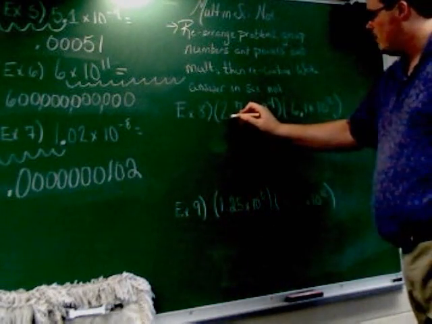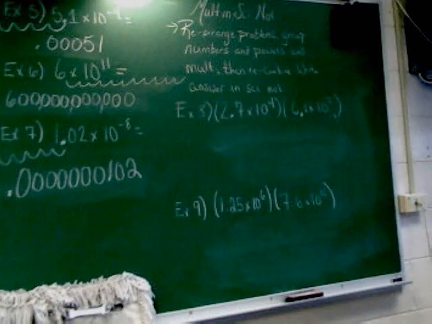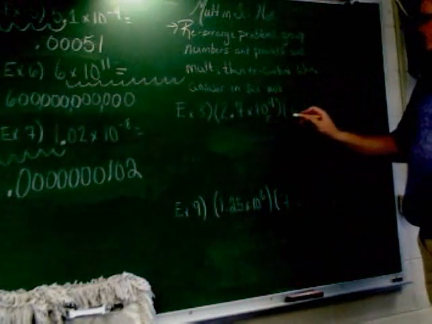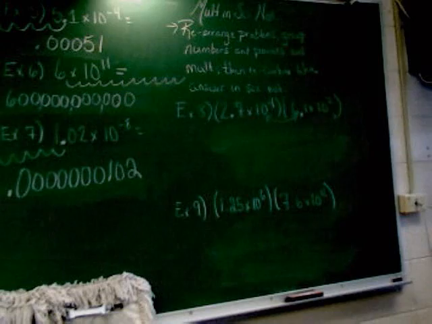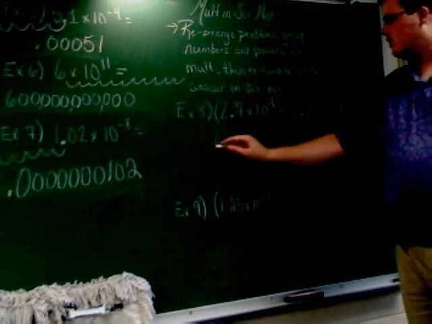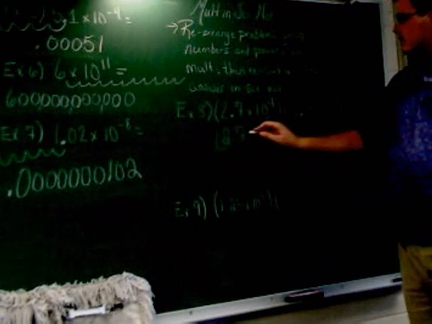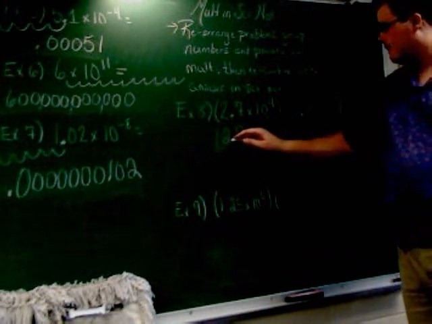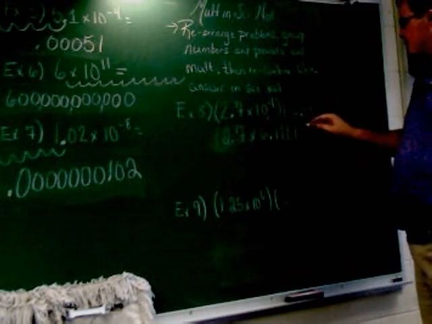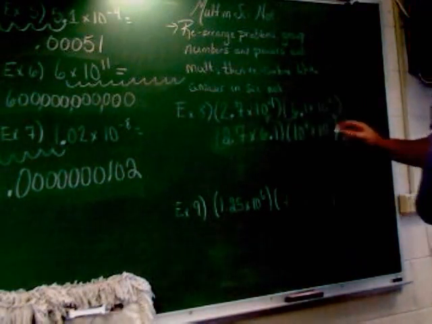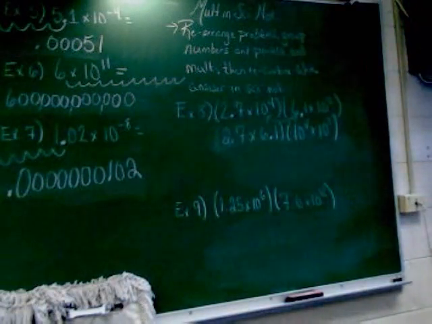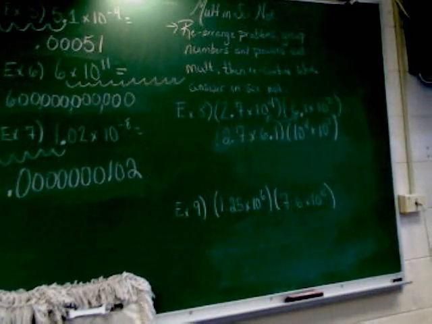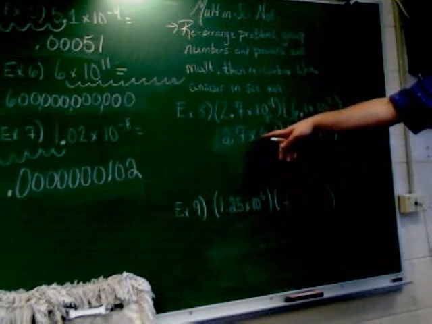Okay. Step 1, you're going to put the logical things together. So what I'm going to do is I'm just going to flip those two inside things. Now look what happens when I do that. I've got 2.7 times 6.1 and 10 to the 4th times 10 to the 2nd. All I did was I flipped them. That's the commutative property of multiplication. It says I can change the order around. It doesn't affect my problem.